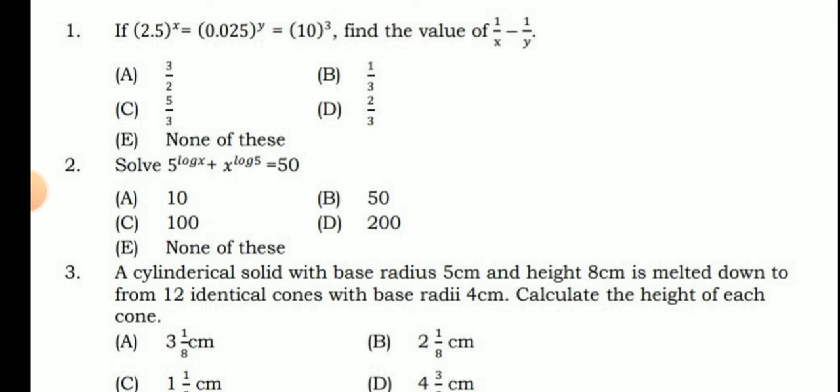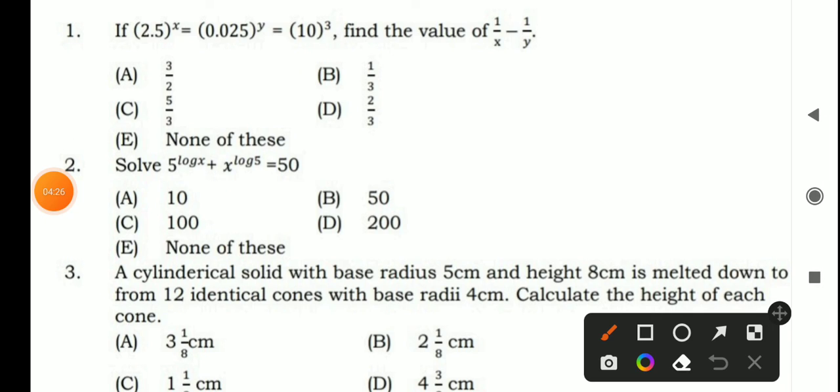A cylindrical solid is there whose base radius is 5 centimeter, height is 8 centimeter, and this is melted down into 12 identical cones with radius 4 centimeter. Then calculate the height of each cone. So we need to find here the height of each cone.